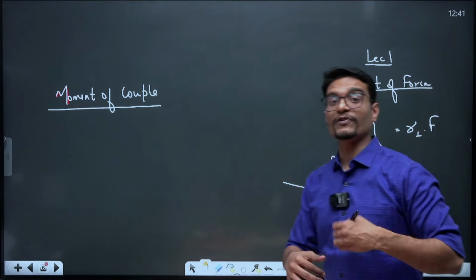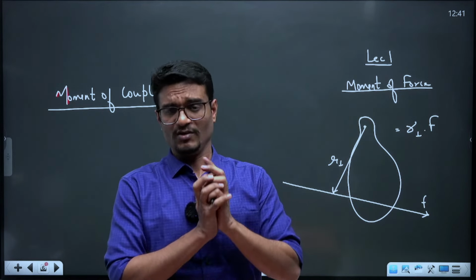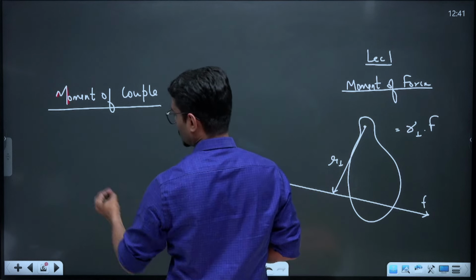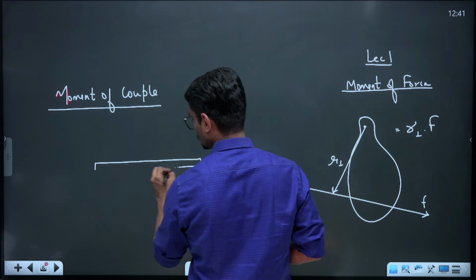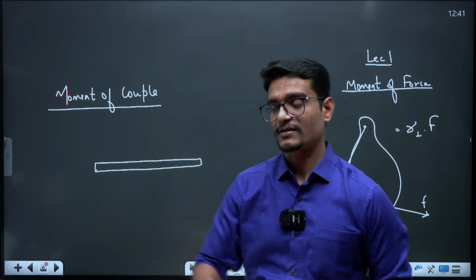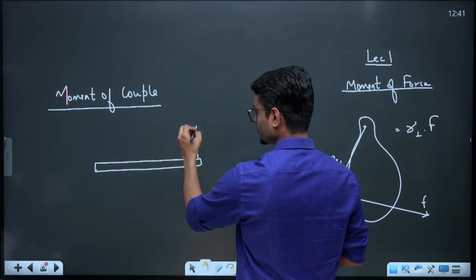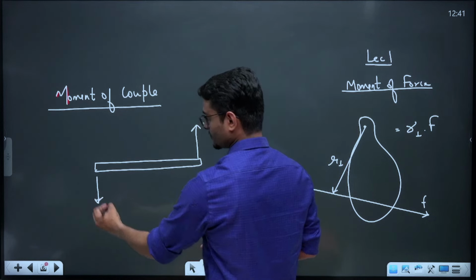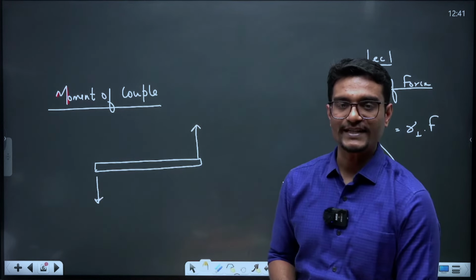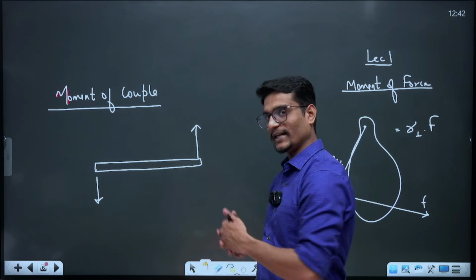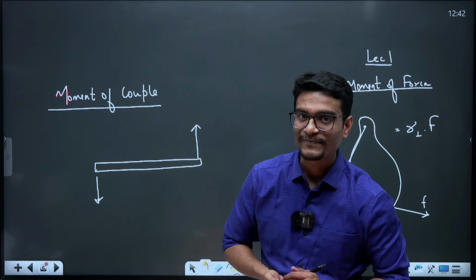Now what is moment of couple? Because now we don't have one force, we have two forces. So let us say this is a rod and I am applying two forces, one here and other here. Are the forces acting along the same line? No, the forces are not acting along the same line, right?